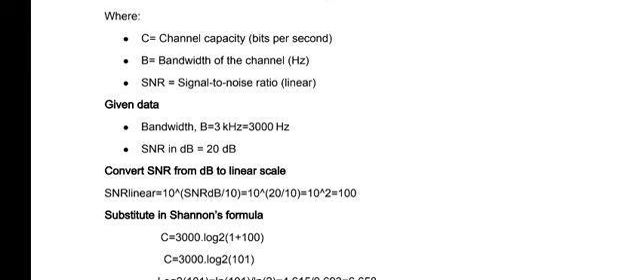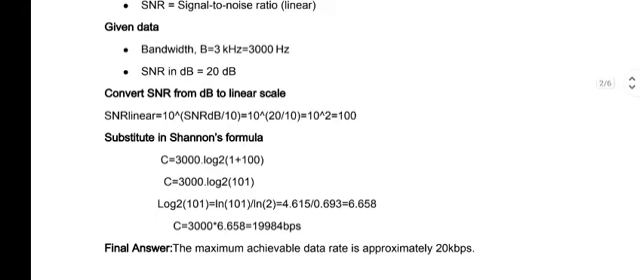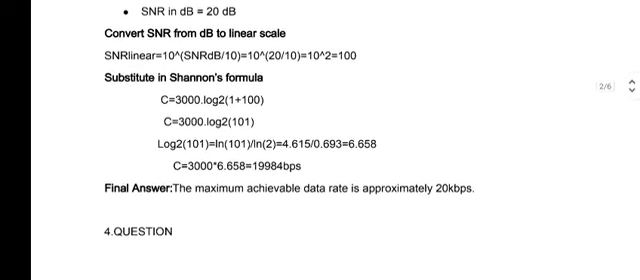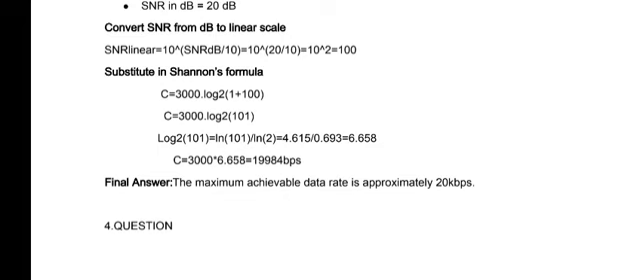Given bandwidth B equal to 3 kHz and SNR of 20 dB. Converting SNR from decibels to linear scale, it is 100. Substituting in Shannon's formula, we get C equals 19,984 bps, and the maximum achievable data rate is approximately 20 kbps.